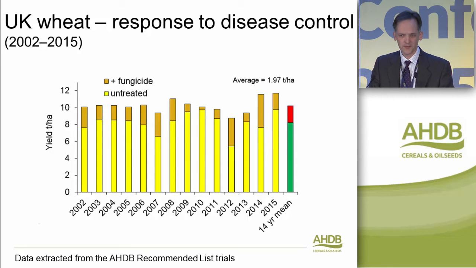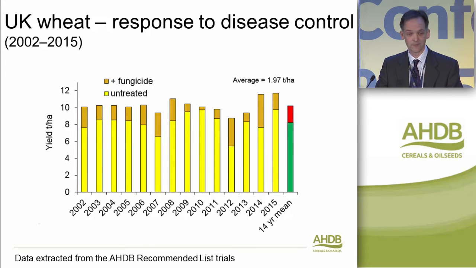Last year might have seemed like quite a quiet year for disease for many, but actually the yield response was very close to what we would get on average, about 2 tonnes per hectare. And incidentally, we had the highest yields on record in the ERL last year, topping out at, on average, 11.7 tonnes per hectare.